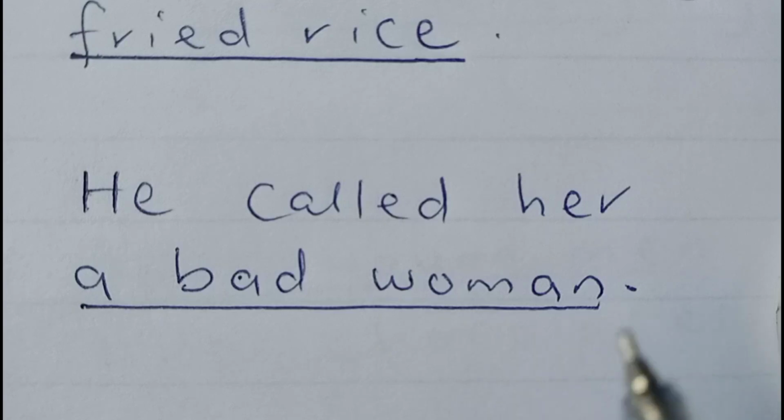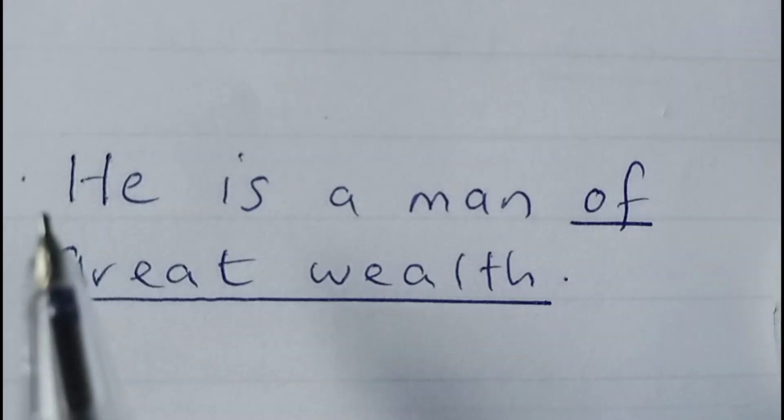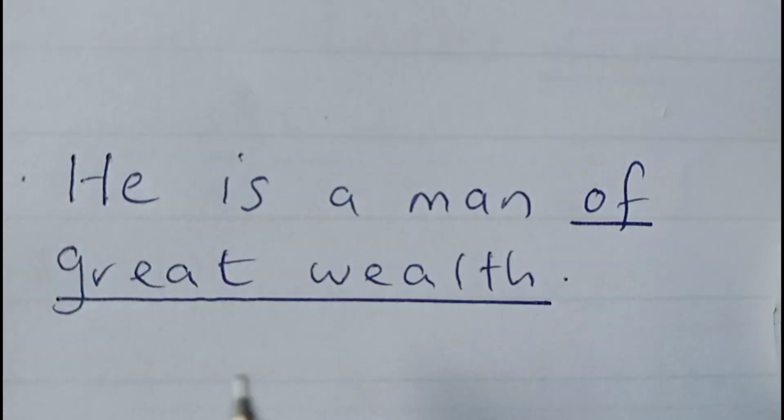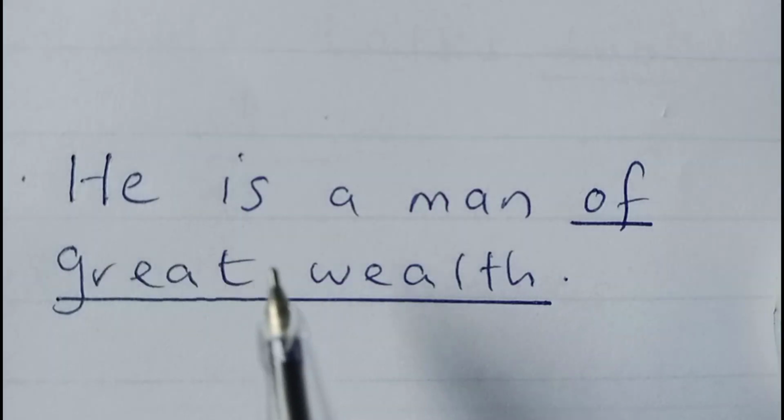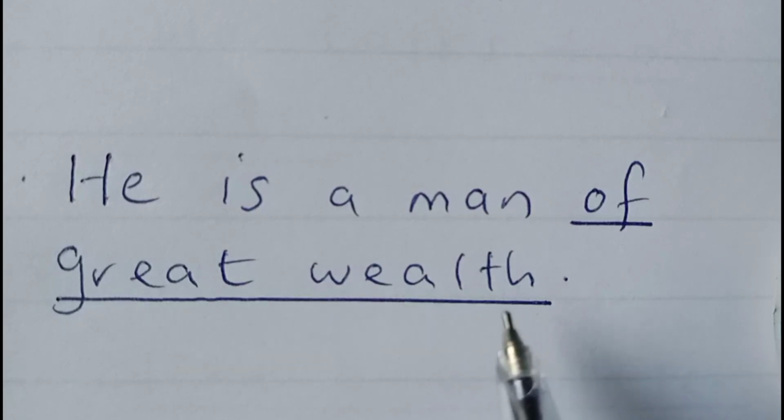A bad woman. So this underlined expression is a noun phrase. Now let's look at this example. He is a man of great wealth. As you can see, the phrase of great wealth is underlined.